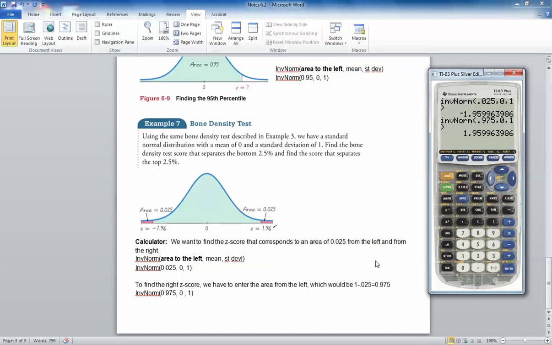All right, so please use the calculator instead of the table. It just makes it a lot easier. All right, hope you enjoy learning the standard normal and areas.